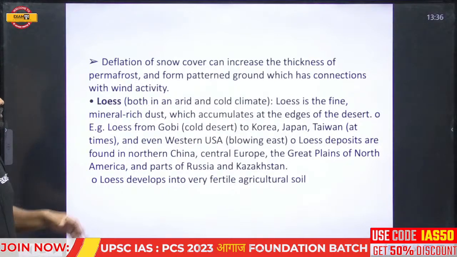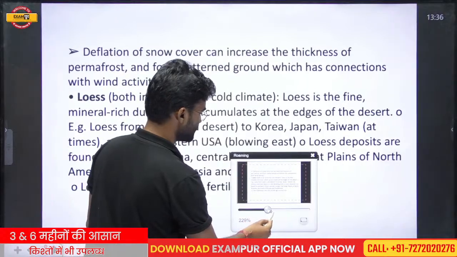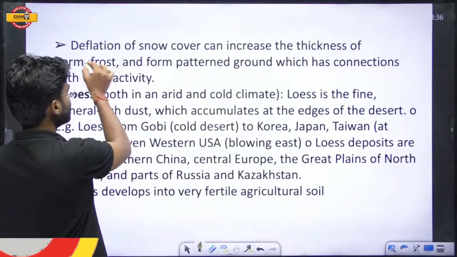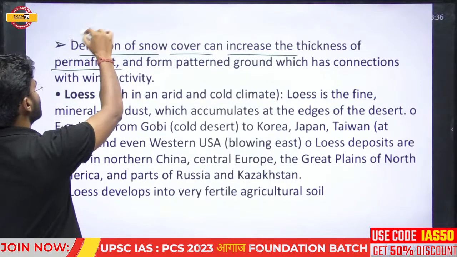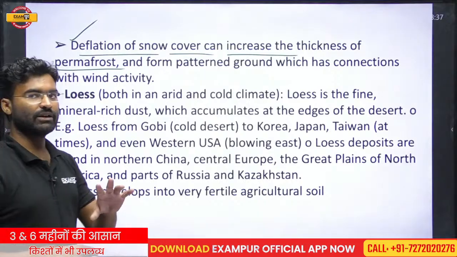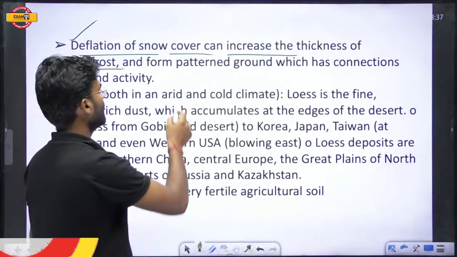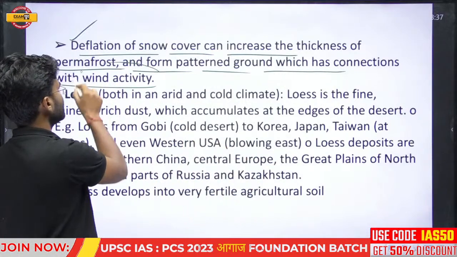So, okay, deflation of the snow. What is the meaning of the deflation of the snow? Deflation of the snow cover can increase the thickness of the permafrost. So this will increase the thickness of the permafrost, and that is why the shape of the earth surface will change. And this pattern has a connection with the wind's activity.